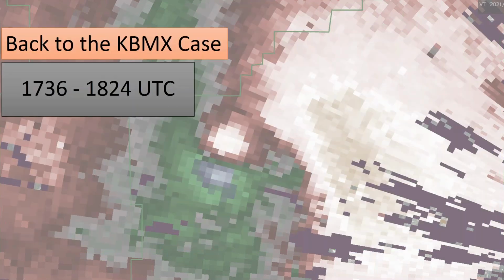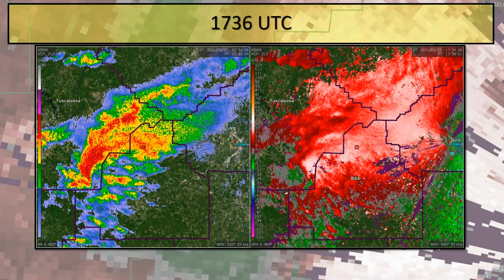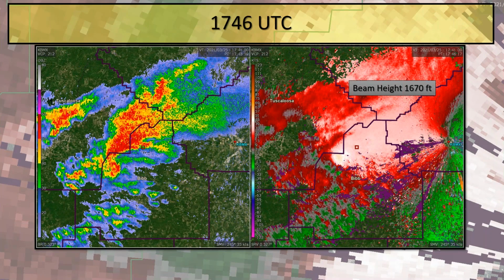So we'll step through fairly quickly here that Shelby-Bibb County case that we looked at earlier. This is back at 1736. Moving ahead to 1746 now, a 10-minute jump here. The beam height center line is at about 1670. So outlining this minimum area here again with the storm located to the west of the radar, that outbound signature that you see so prominent here is actually most likely dominated by the SVC.